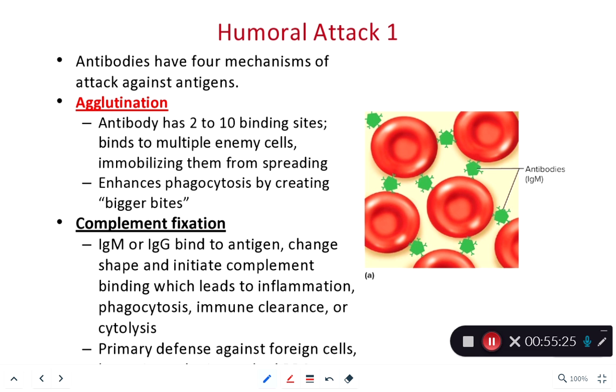And during this process, we're going to tag the cells for those protein cascades that we talked about earlier in this presentation to help activate cytolysis through membrane attack complexes, or tagging the cells to be more likely to be phagocytized. One of the key differences between the agglutination and the complement fixation: even if a cell is covered in antibodies, it's still more likely to be phagocytized than a cell that's not covered in antibodies.